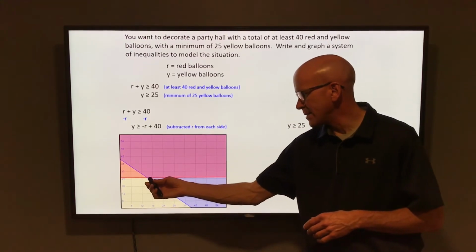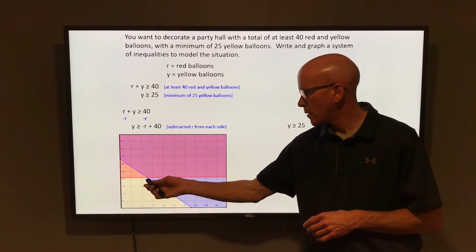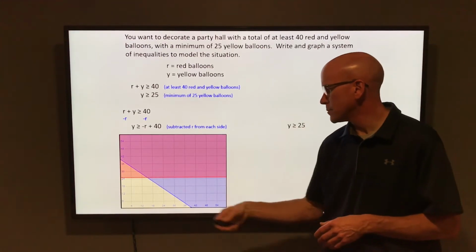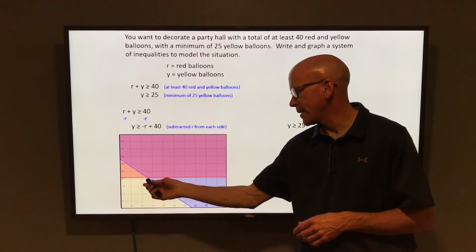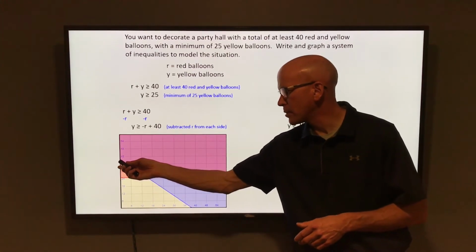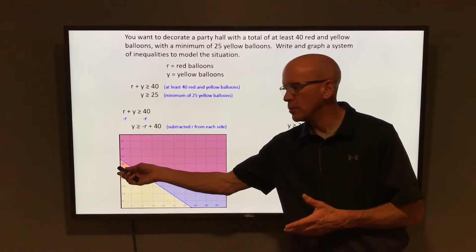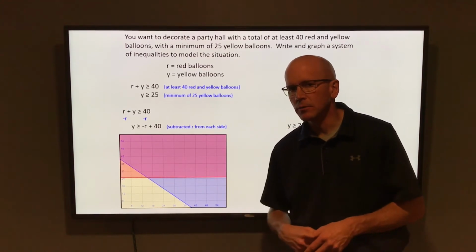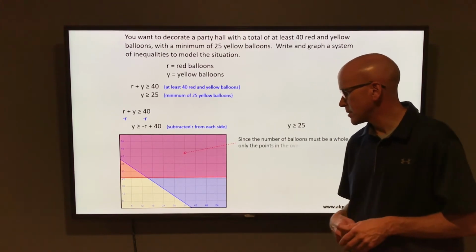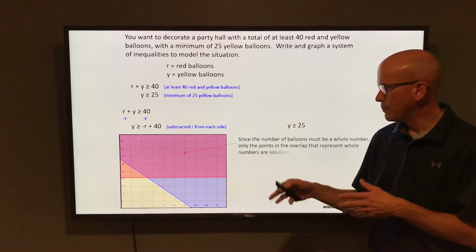Also, where y is 25, r is 15. Remember, you need at least 40 red and yellow balloons, so you could have 25 yellow balloons and 15 red balloons. Or back up here, you could have 0 red balloons and 40 yellow balloons. So those are some different combinations that you could have, along with what I just said, that would be found in that overlap.